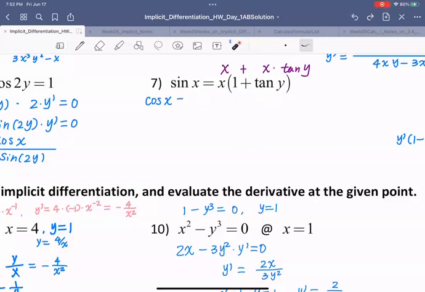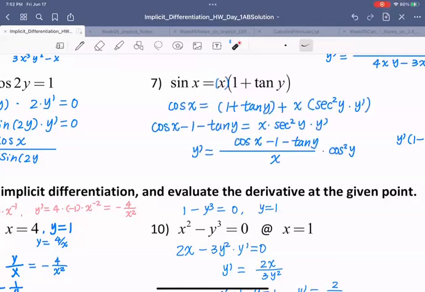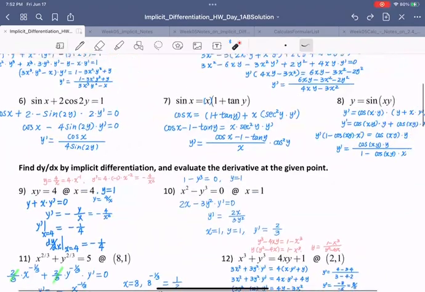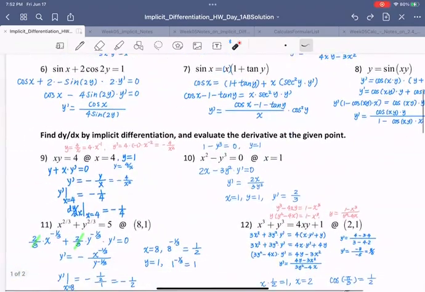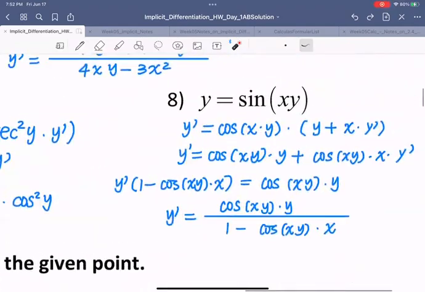So even though at the beginning you feel this kind of problem is hard, actually after you do it, it is not hard. You're just moving around and you do the derivative for both sides, and then you move things around, you will be able to get your y prime. Everybody else is on the other side. Now, try number 8 also.